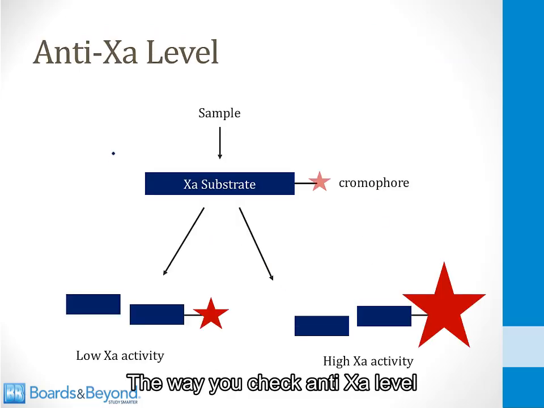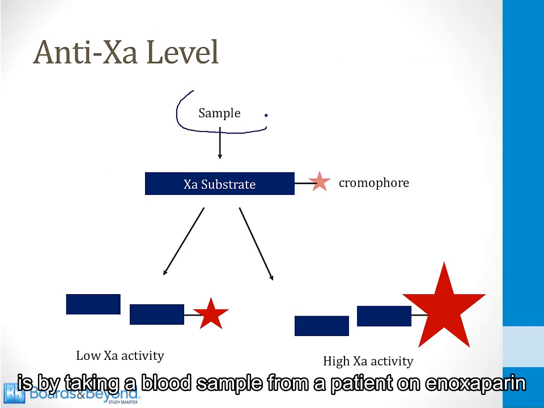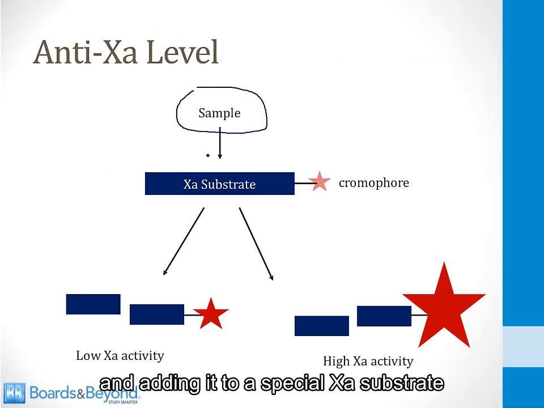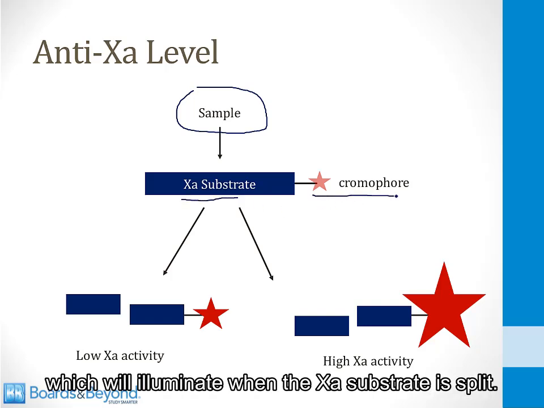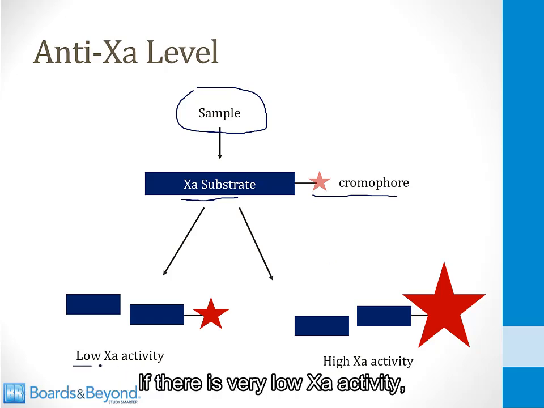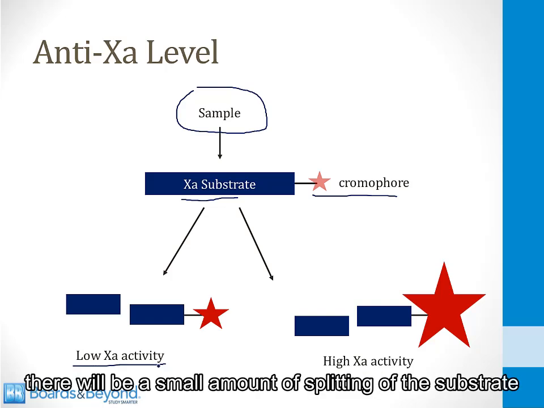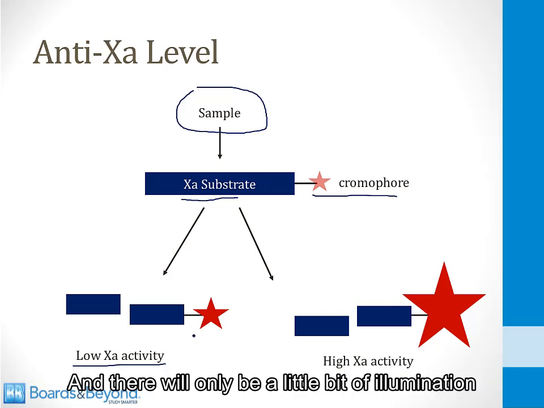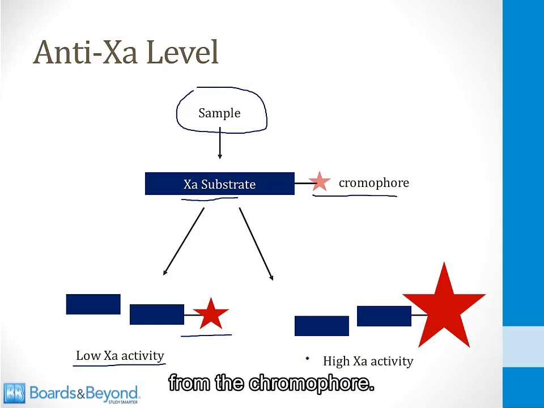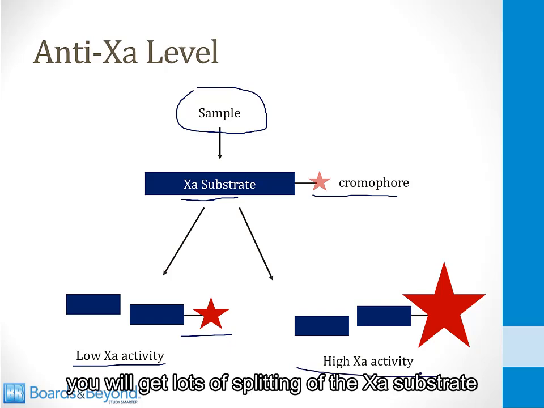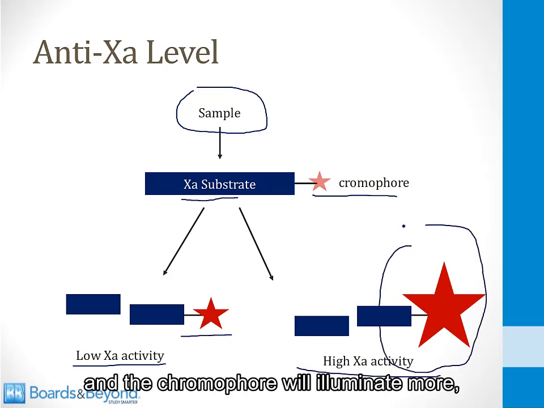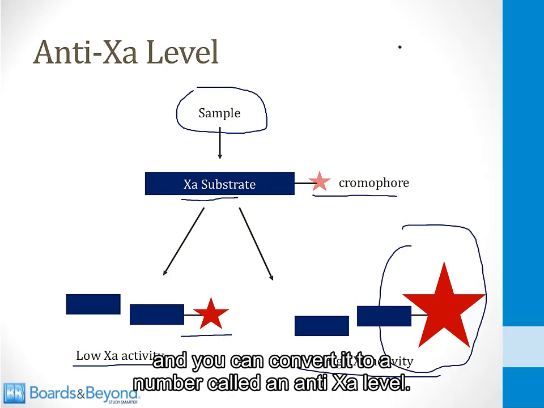The way you check an anti-10A level is by taking a blood sample from a patient on enoxaparin and adding it to a special 10A substrate that is linked to something called a chromophore, which will illuminate when the 10A substrate is split. If there is very low 10A activity, there will be a small amount of splitting of the substrate, and there will only be a little bit of illumination from the chromophore. On the other hand, if there's lots of 10A activity, you will get lots of splitting of the 10A substrate, and the chromophore will illuminate more, and you can detect this in the laboratory and you can convert it to a number called an anti-10A level.